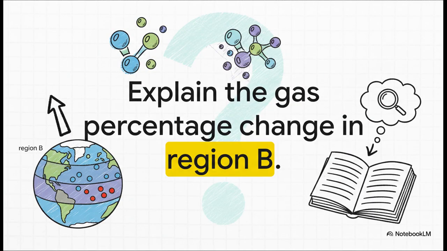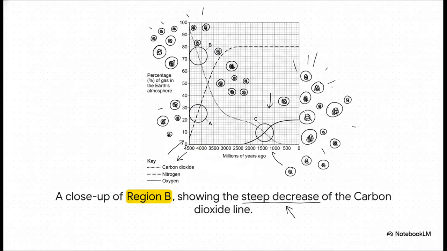All right, let's use that exact same strategy for the next part of the question, which is all about region B. And look, the command word is explain again. So what does that mean? We need our what and our why. Now, in region B, the spotlight is totally on that dotted line. A quick look at the key confirms that's carbon dioxide. And man, its percentage just takes a nosedive. It absolutely plummets from being almost 100% of the atmosphere.